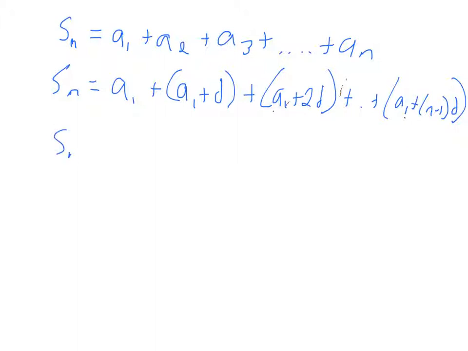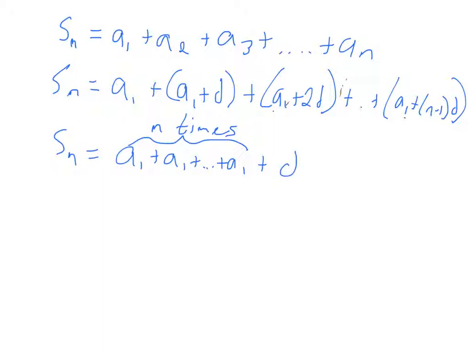And so what we get here is, if we reorganize this, we take all the a sub 1s and, using the commutative property of addition, add them all together. We're adding a sub 1 together n times. And then how many times are we adding d together? Well, we have 1d, then we have 2d's, and then we have 3d's, all the way to n minus 1. So we end up having d times 1 plus 2 plus dot, dot, dot, all the way out to n minus 1.